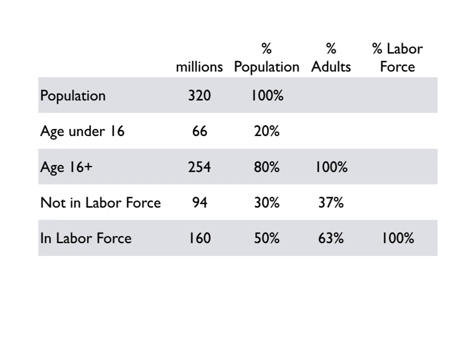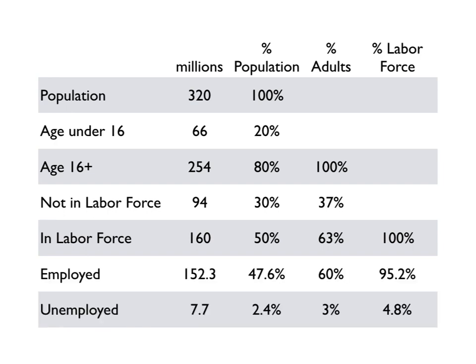Now we're ready to do the analysis of the unemployment rate by taking that labor force of 160 million and figuring out one of two categories. You're either employed or you're unemployed. The rate is actually calculated based on the percentage unemployed in the total labor force.